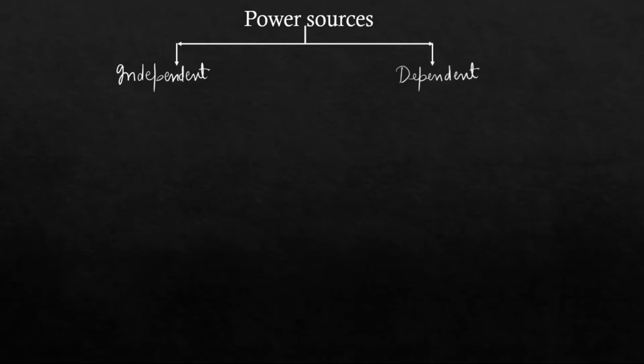Now these sources are basically categorized into two parts. One is independent source, second is dependent source. Independent means their voltage or current does not depend on any other parameter. Like if I install a 5 volt cell or 9 volt battery, then its current does not depend on the current of any other cell or battery in the system. It is independent. So if the supply voltage or supply current does not depend on any other parameter, then it is an independent source.